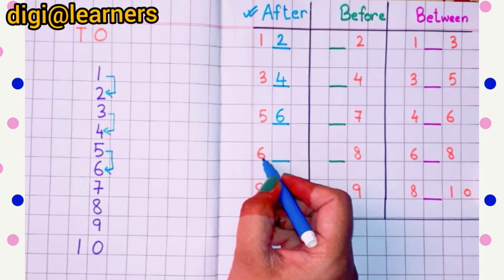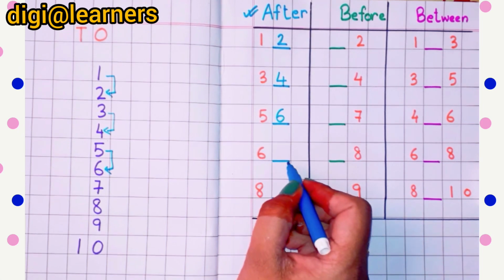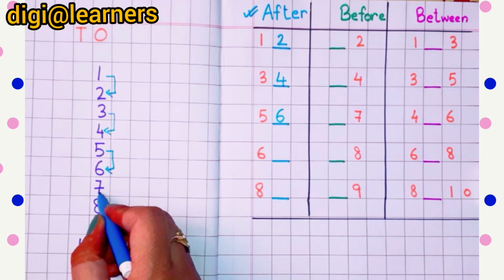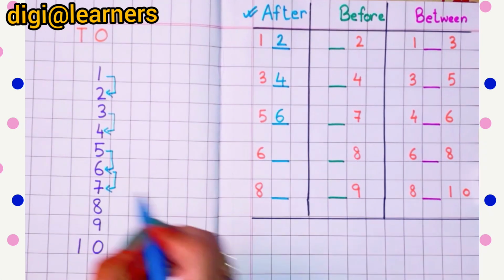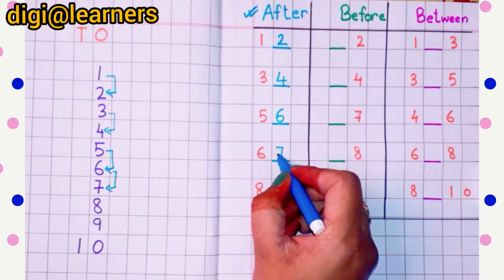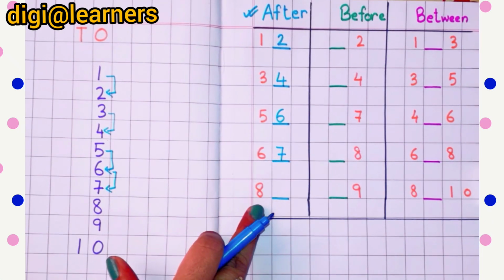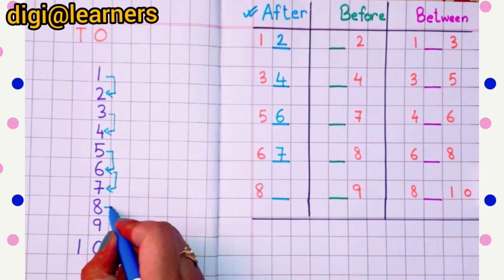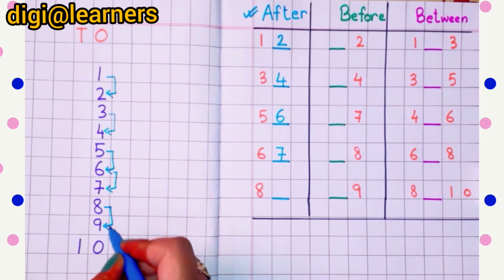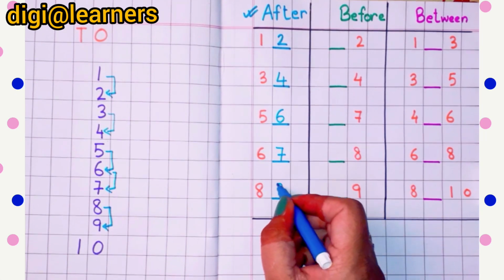Now here 6 is written. So what will we write after 6? After 6 comes 7. You can see that 7 is the answer, so we'll write here 7. Now you can see here 8. Next question is 8. What comes after 8? You will see what you are writing below 8, you are writing 9. So what will be the answer here?